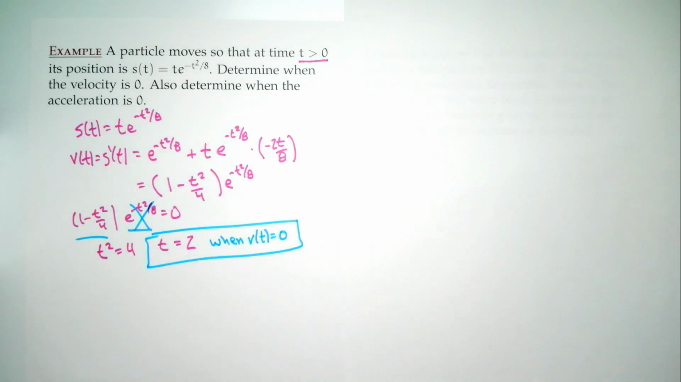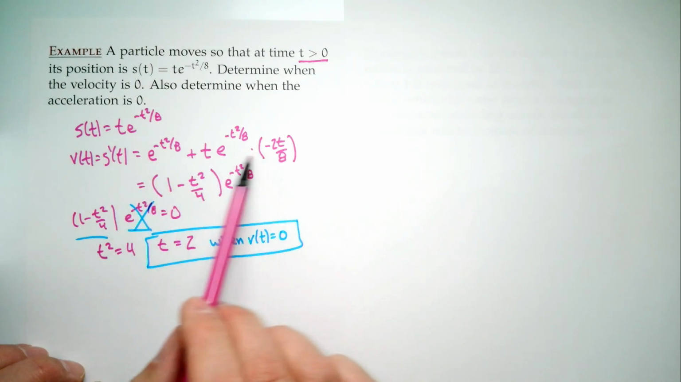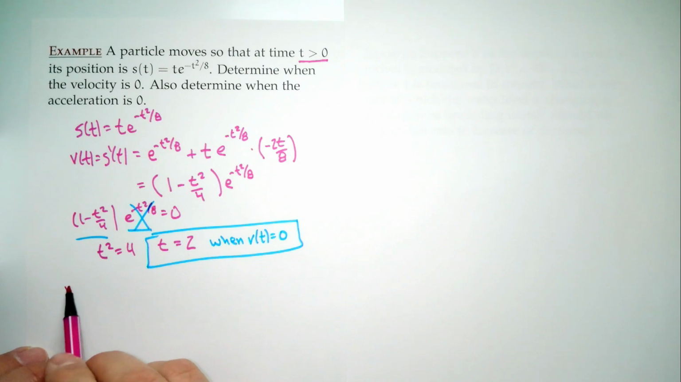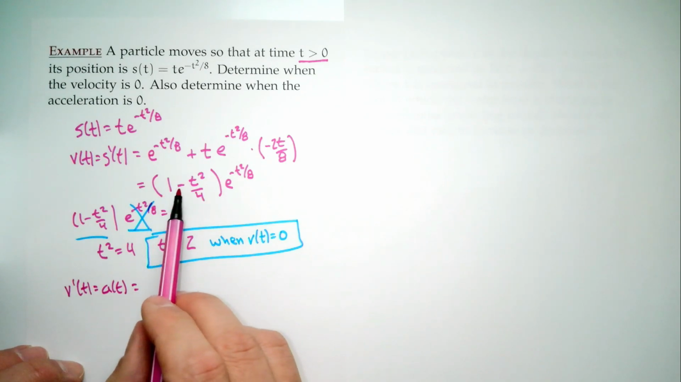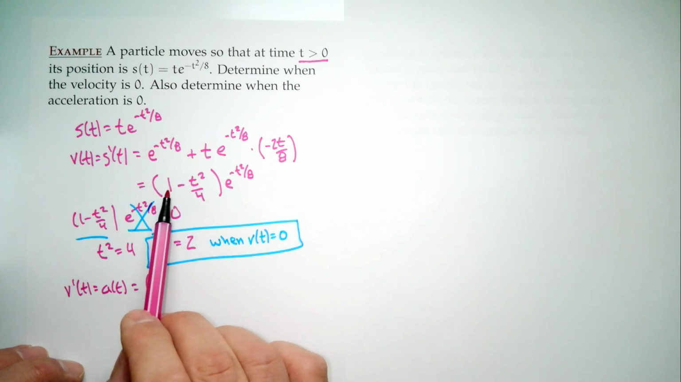All right. Now, we're only halfway done, because we also get to talk about acceleration. So now we're going to take the derivative again, and it doesn't matter which form we use. I'll start with this. Well, I guess I'll do our simplified form. So the derivative of velocity gives acceleration. So what's the derivative of 1 minus t squared over 4? Negative 1/2 t.